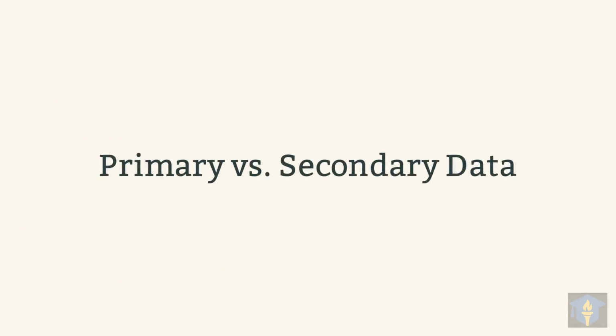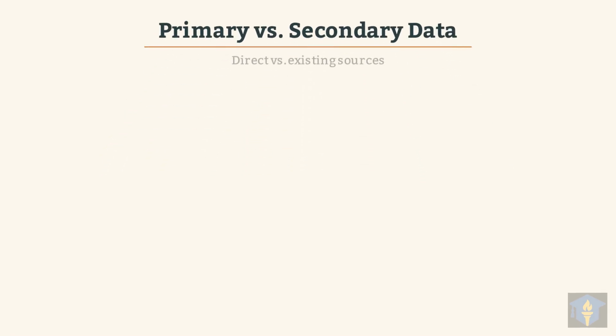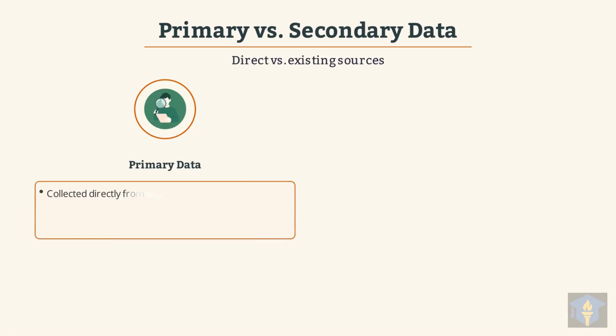Let's compare primary and secondary data, understanding their key differences in collection and usage. This comparison highlights whether data comes from direct observation or from already existing sources. On one side, we have primary data, which is collected firsthand for a specific purpose. Primary data is gathered directly from its original source, ensuring its relevance to your project. Importantly, primary data is tailored precisely to your specific research objectives and questions.